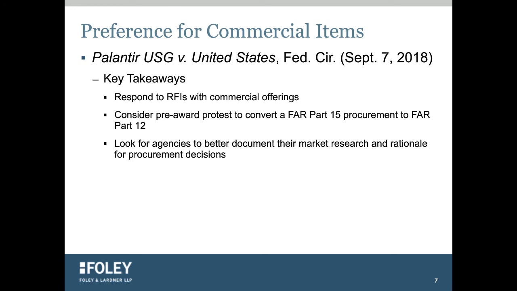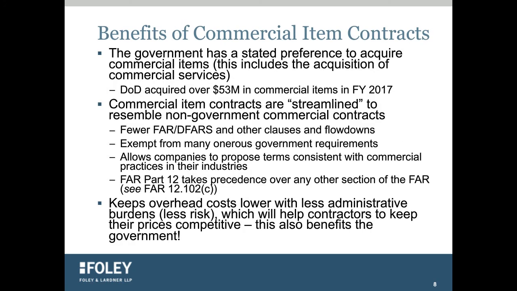So the government's stated preference for commercial items has meant that in fiscal year 2017, the Department of Defense acquired over $53 million in commercial items. Actually, I think that should be $1 billion, by the way. That's a bad typo. The commercial item contracts are streamlined to more closely resemble the commercial marketplace with, again, terms and conditions you typically see, inspection, acceptance, warranty, and less FAR and DFAR flowdowns. FAR Part 12 takes precedence over any other part in the FAR.